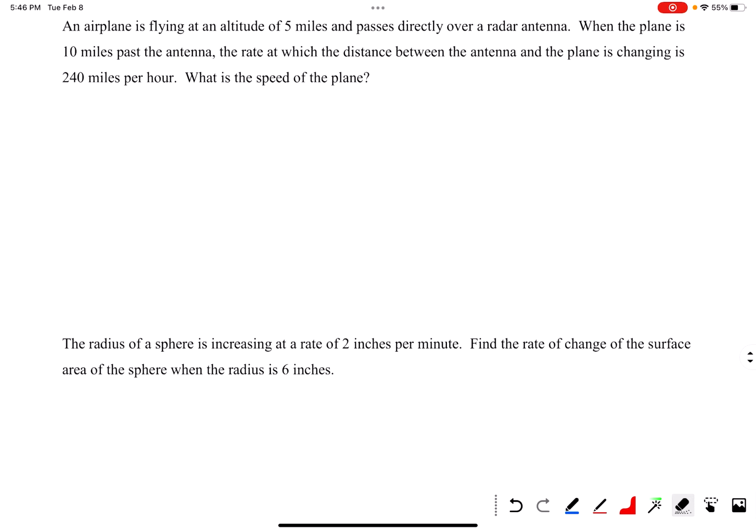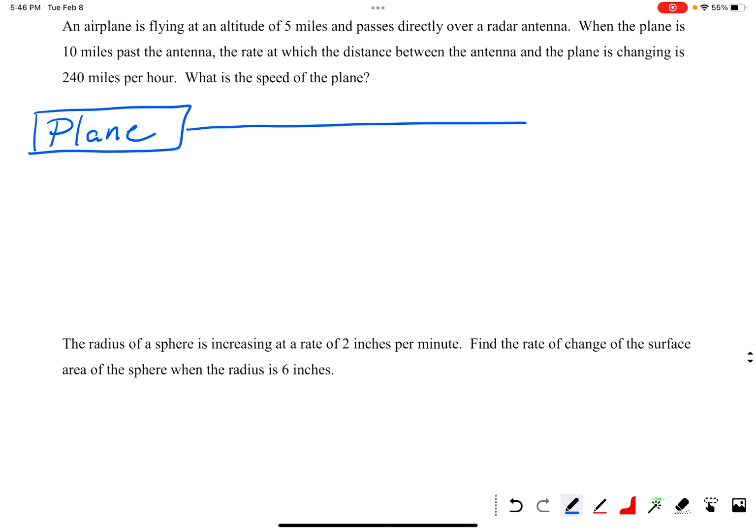So let's just make sure we understand what's happening. It says an airplane is flying at an altitude of 5 miles, okay? All right, so what are we dealing with? We're dealing with a plane. Here's the plane. Okay, and it's traveling, right? It's moving at some speed, which we don't know, and that's what I'm asking you to find, the speed, but we know that it's traveling in this direction. We just don't know the speed at which it's traveling, but it's moving, okay?